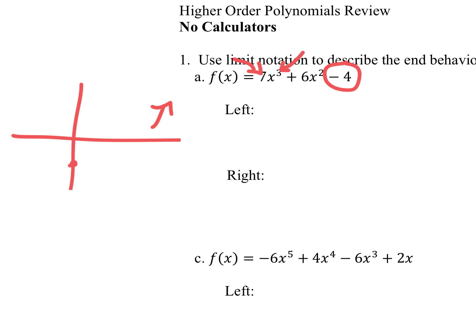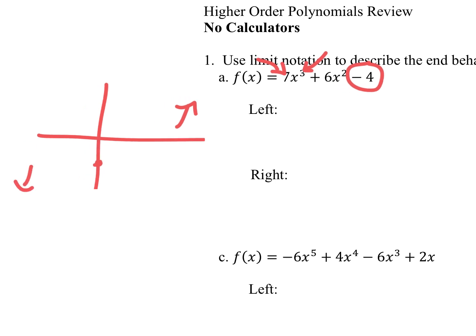That's odd, so I know it's going down on the left. Now for limits, I really don't need to know exactly what this thing looks like. I can totally fake this stuff in the middle. As long as it goes through that y-intercept and it's going down here and up there, that's all I really need to know to be able to write a limit.